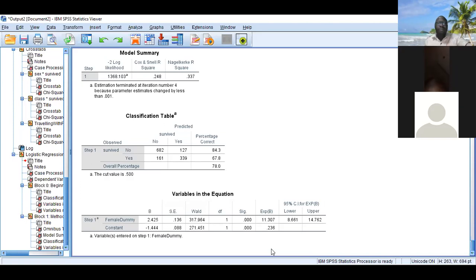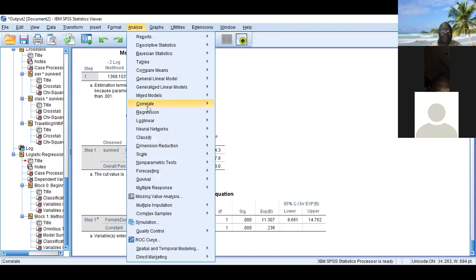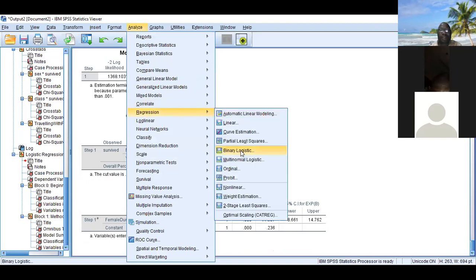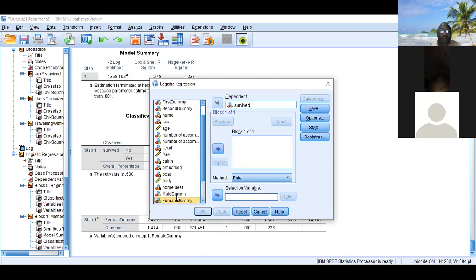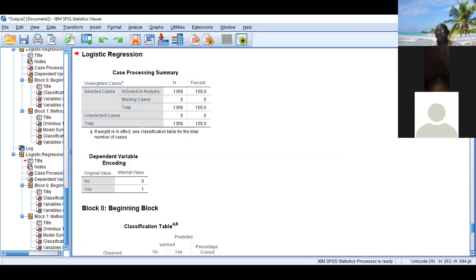Okay. Let's look at the class. So can you do the male dummy? Let's see what it will give us. It will give you every other thing except the odds ratio, that will be different. Every other thing will be the same.